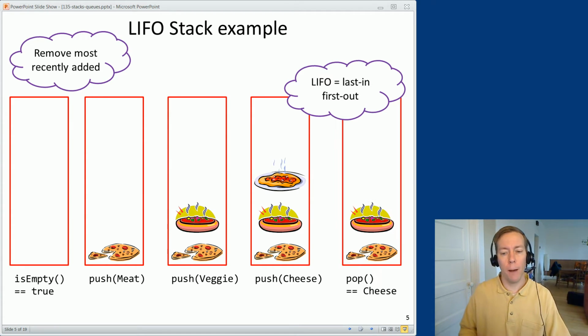If you pop, the first thing you pop is going to return that cheese pizza, and then if you were to pop again, it would return the veggie pizza, and then finally on the third pop you'd get the meat pizza.